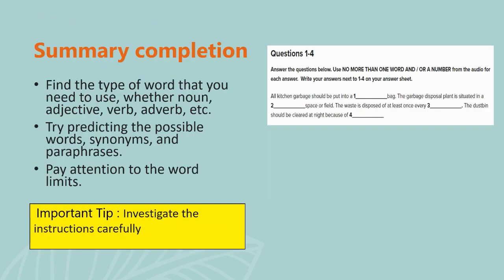Summary completion: find the type of word that you need to use, whether noun, adjective, verb, adverb, etc. Try to predict the possible words, synonyms, and paraphrases. Pay attention to the word limits. Important tip: investigate the instructions carefully.